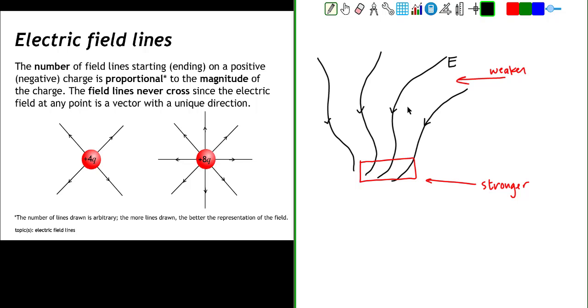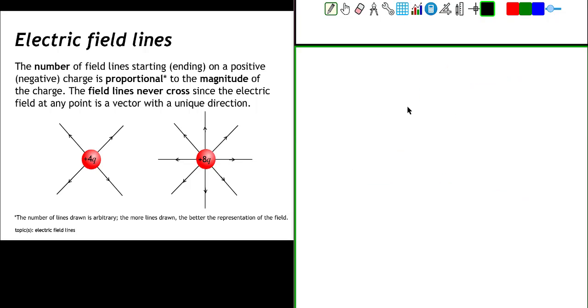So here I have depicted 2 positive charges. One positive charge has a magnitude of 4q. The other positive charge has a magnitude of 8q. Now remember, the number of field lines drawn is totally arbitrary. We're just using it to indicate relative strength.